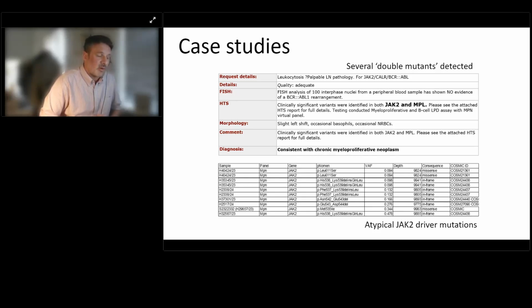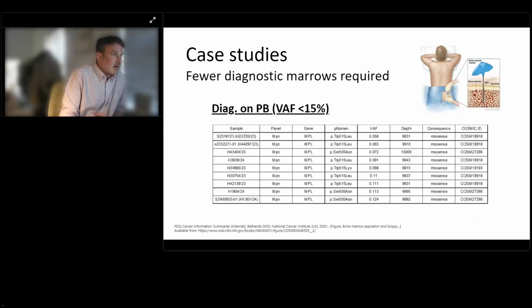We've also picked up a whole host of atypical JAK2 driver mutations, including some which produce a V617F mutation, but which have a slightly different cDNA nomenclature. And these wouldn't have worked previously with our old PCR-based test, where the primers wouldn't have bound if it wasn't the standard mutation. So that's a lovely outcome from the panel validation.